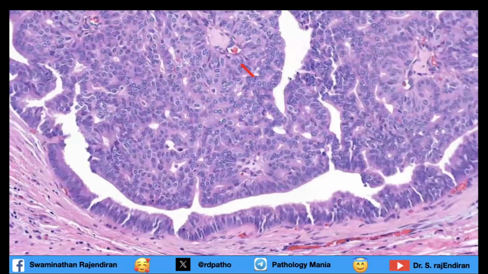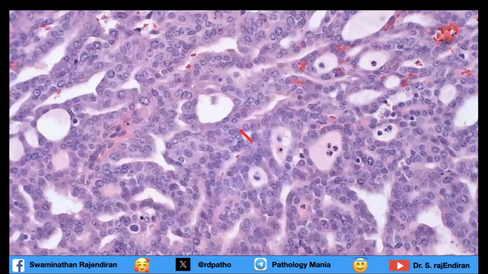Okay, here you can see a lot of tubules, solid, non-mucinous. You don't see mucin at all. This is again the highest power. See the tubules, high-grade dysplasia. Here polarity you cannot assess because most of the nuclei are round.